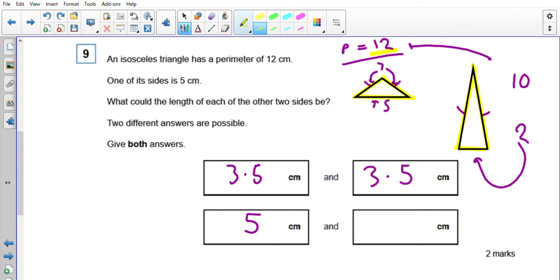So for my second isosceles triangle, I have 5 centimetres for one side, 5 centimetres for that other, because that was given to us, and 2 centimetres to the bottom. 5 add 5 add 2 is 12.